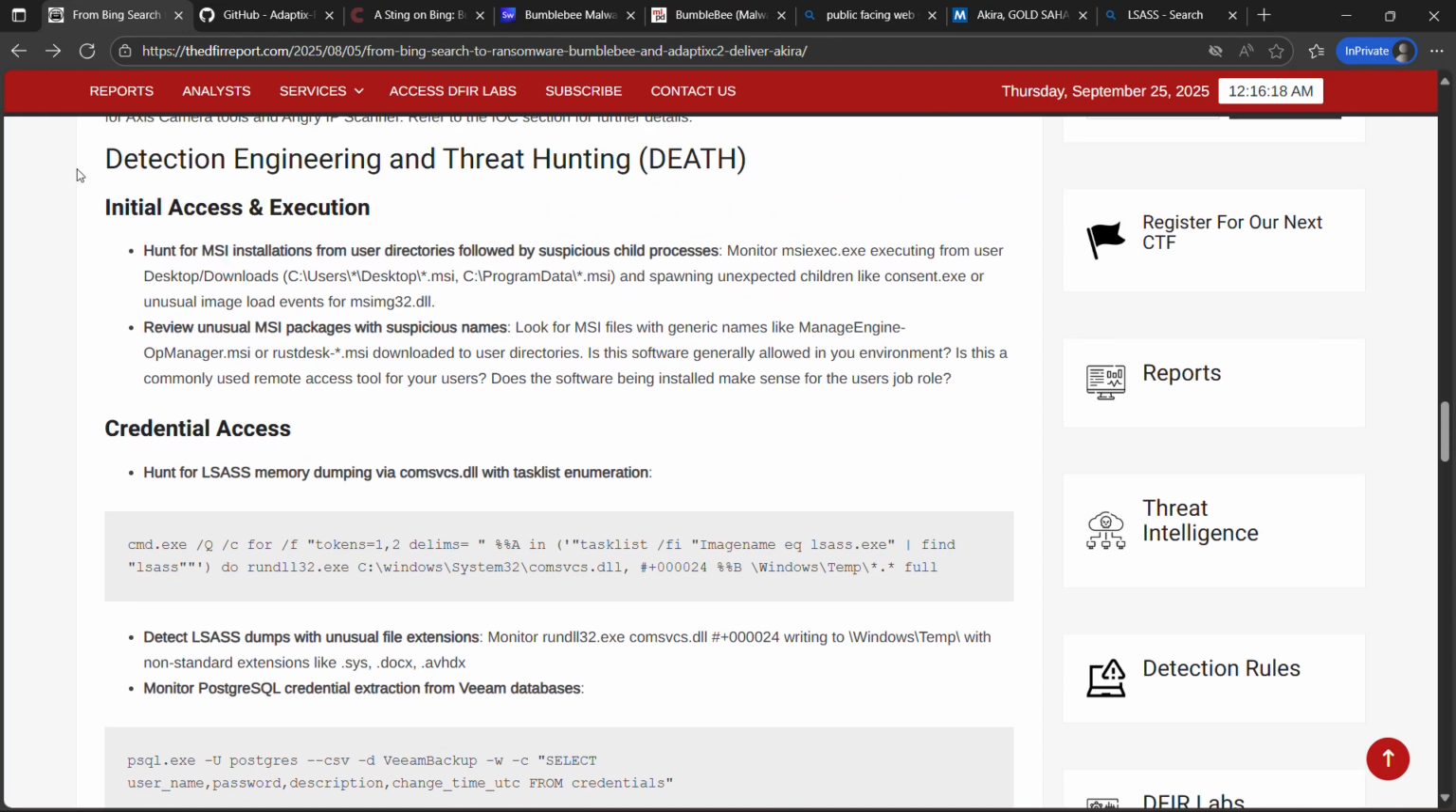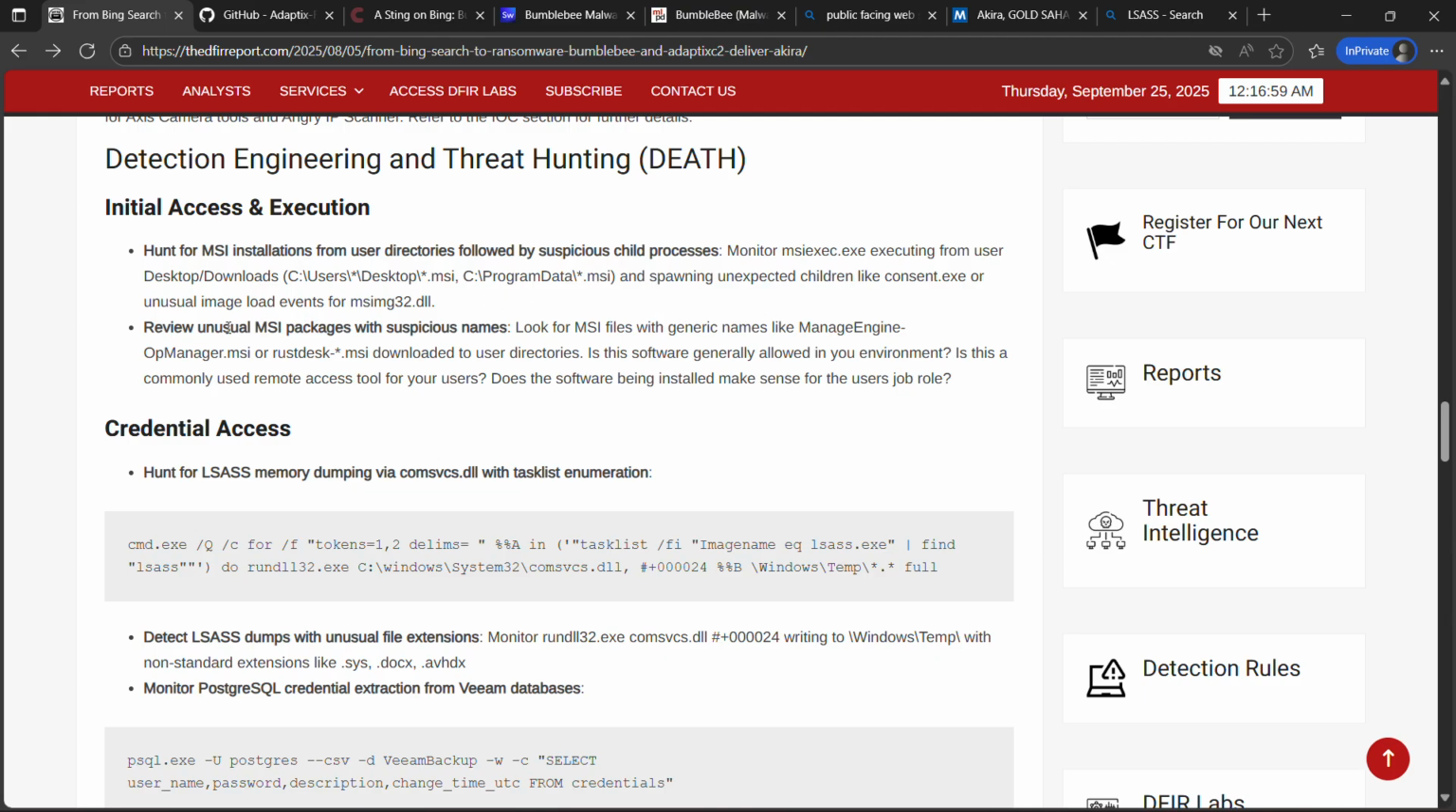now let's go to the detection engineering and threat hunting. What should our focus be? Okay. Hunt for MSI installations from user directories followed by suspicious child processes. Monitor msiexec.exe executing from user desktop and downloads, MSI spawning unexpected children like consent.exe, or unusual image load events for msimg32.dll.